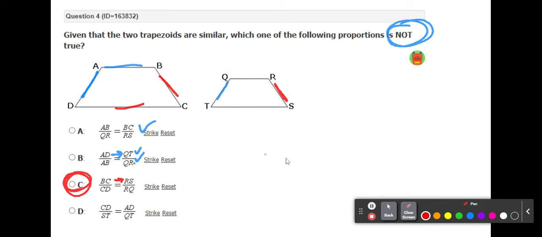I'm going to check this last one to make sure. So CD is the bottom. ST is the bottom. That's correct. AD is the side. QT is the side. And the letters are all in the right order. So C is the correct answer.